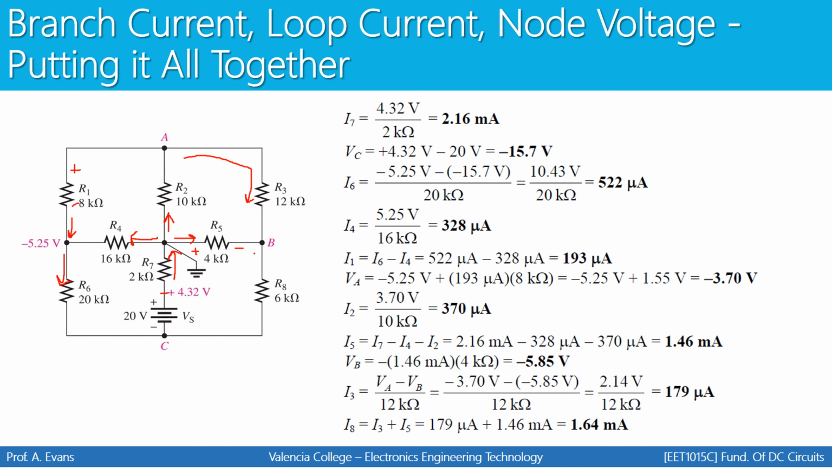Lastly, we're going to find the current for I8. We've got R5 going this way, R3 going in, so the natural assumption would be that the current is flowing out. And we can add I3 and I5 to get that final current flowing out.